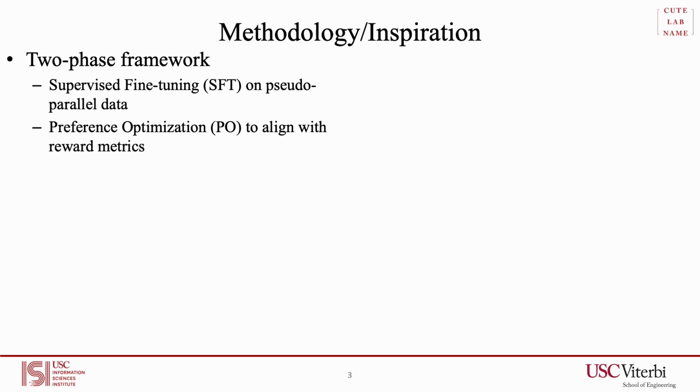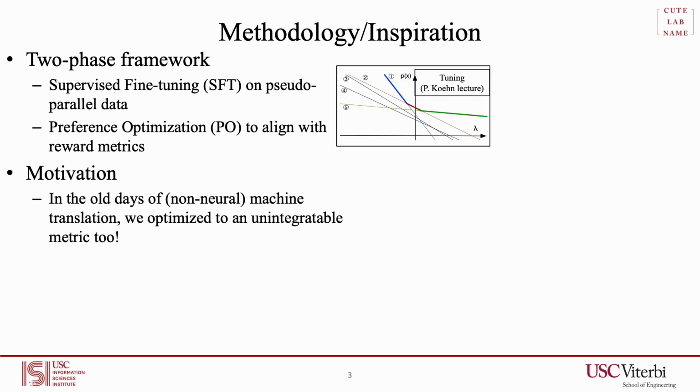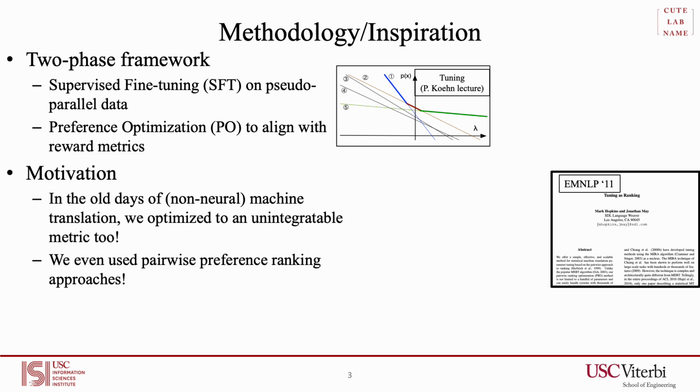This is fairly common. It's the standard approach behind ChatGPT and InstructGPT, and it reminded us of the way we used to do machine translation optimization before the neural era. Back in those days, we also had a metric that we wanted to reach, and that metric was not something that we could directly incorporate into our objective, so we did what was called tuning. And that used reinforcement learning or reinforcement learning-like approaches. We even used the pairwise preference ranking approaches that are common in, say, DPO today.